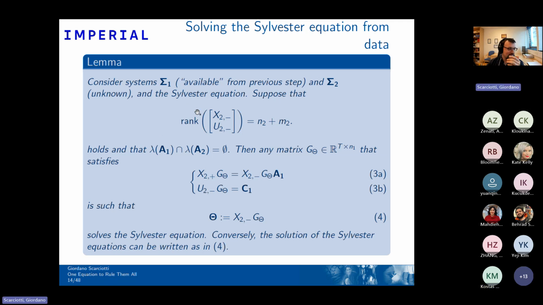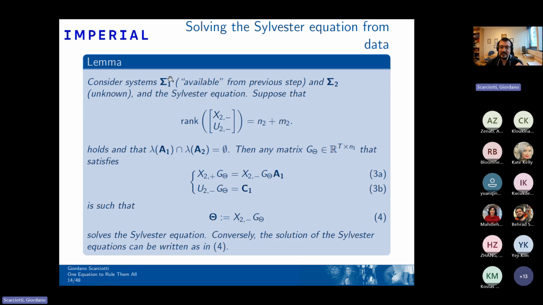So let me explain this result. Here we have that sigma 1 is driving sigma 2, as I said before. Sigma 2 is unknown, so we just have data. Sigma 1 is available from previous steps. By that, I mean that you need to think of this computation of the solution of the Sylvester equation as a middle step in a procedure. That means that sigma 1 will always come from the previous step, for one reason or the other.